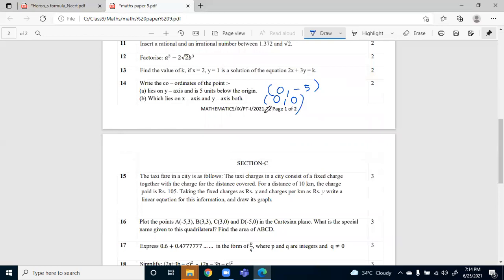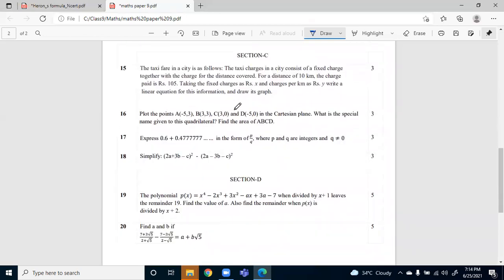Yes, okay, ma'am. So let's move to question number 15 that we have already discussed, Leona. So that equation is coming to be 105 is equal to x plus 10y, where x is the fixed charge. And yes, ma'am, so you need to make the graph. Ma'am, the graph we have made.